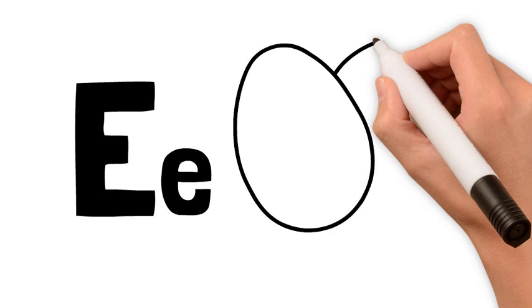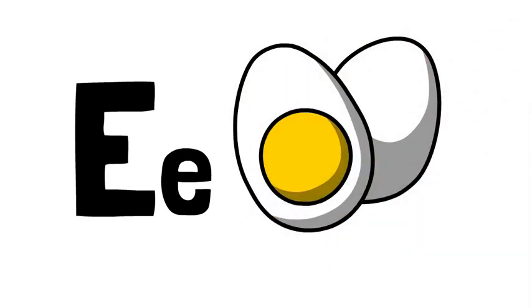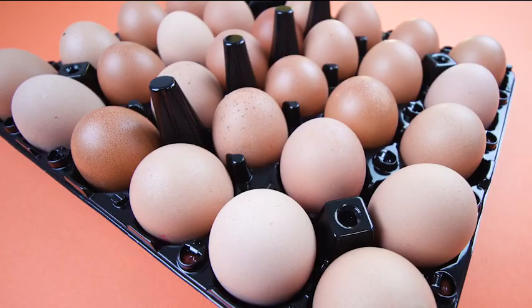E for egg. Say with me, egg. E double G, egg. This is an egg.